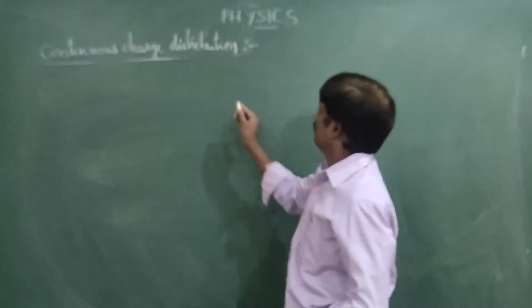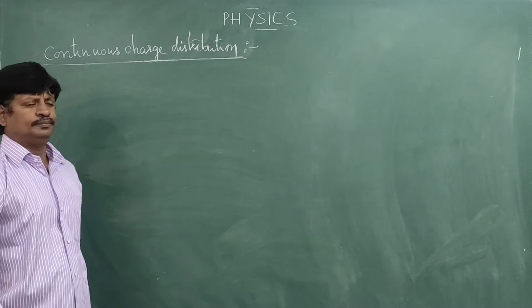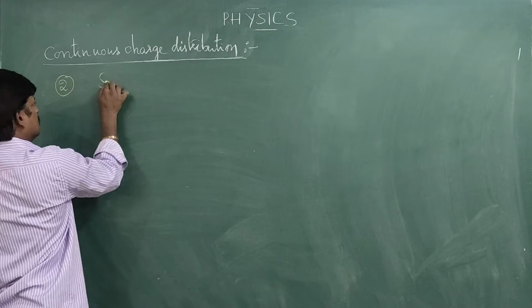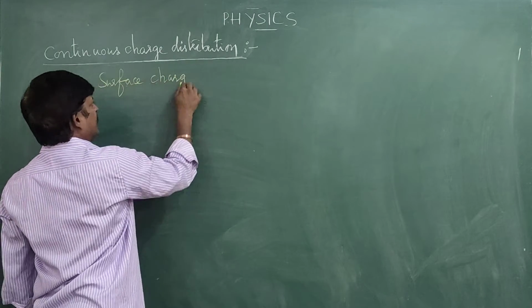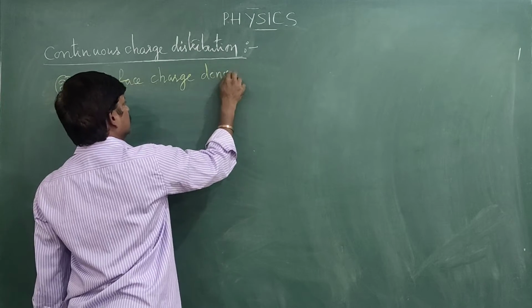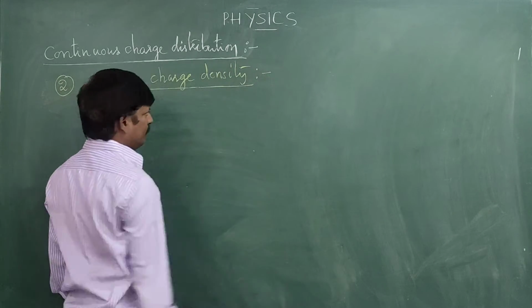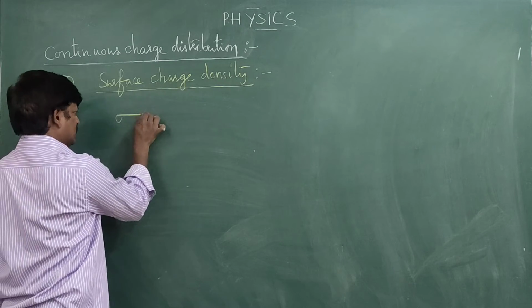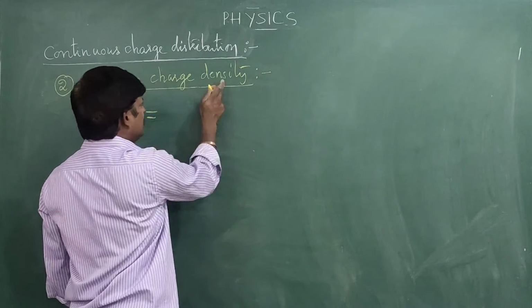Then we can talk about now surface charge density. Right? It's very simple. It is denoted by the letter sigma.